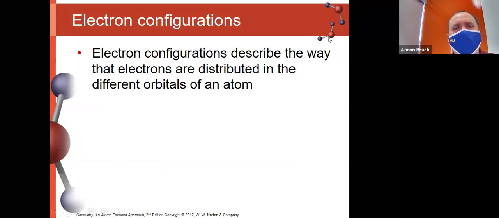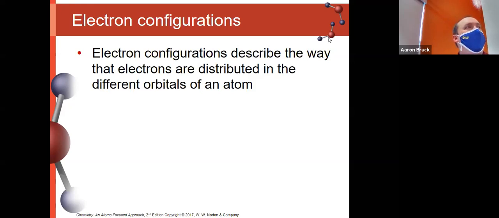So we move from quantum numbers to electron configurations. Now, what's interesting about electron configurations is that electron configurations and quantum numbers kind of tell us the same thing. Electron configurations tell us where every single electron is in a given atom, in terms of energy level, and where it is in terms of sublevel.